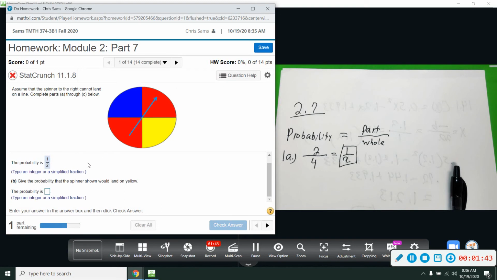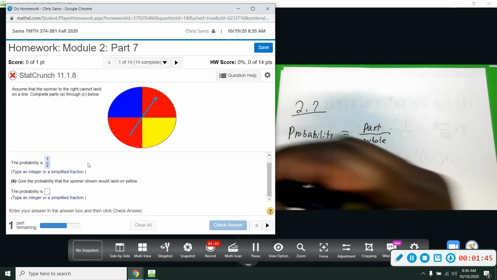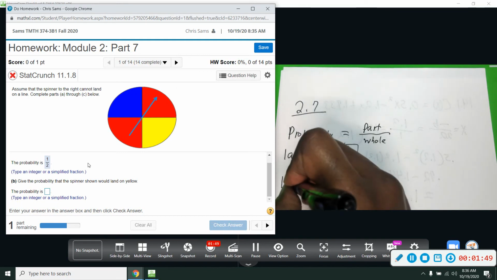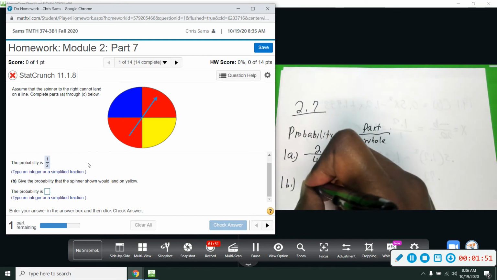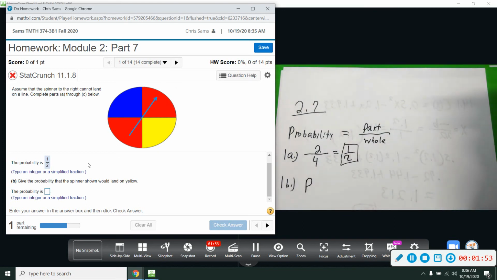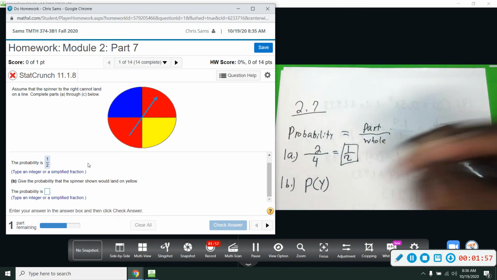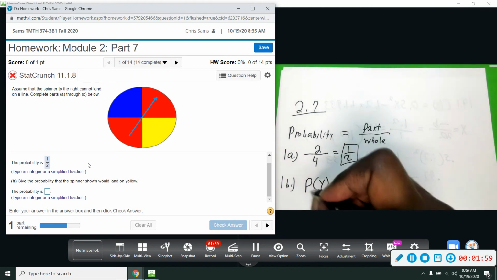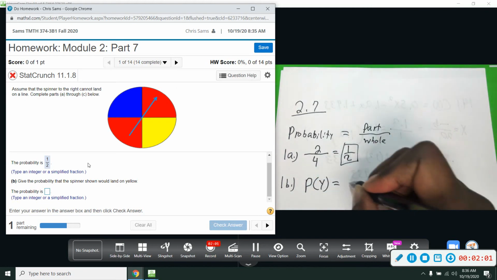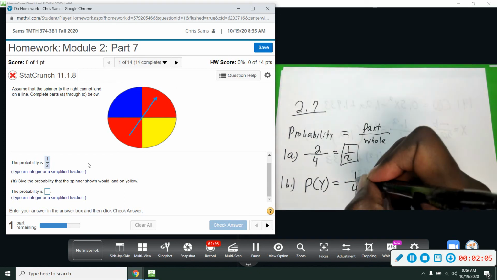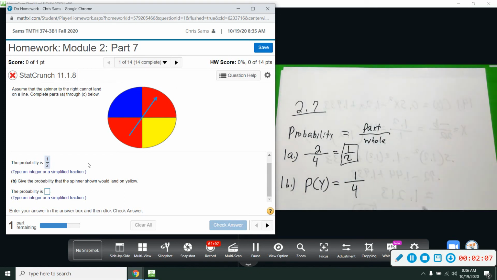All right, part B, probability that it will be yellow. All right, so now this is the way I'm going to denote probability. This P is going to stand for probability, and then I'm going to put a Y for yellow. Okay, you can write the word yellow. So I want the probability of yellow. So we already know there's 4 whole parts. There's 1 part that's yellow that will not reduce, so just 1 over 4.